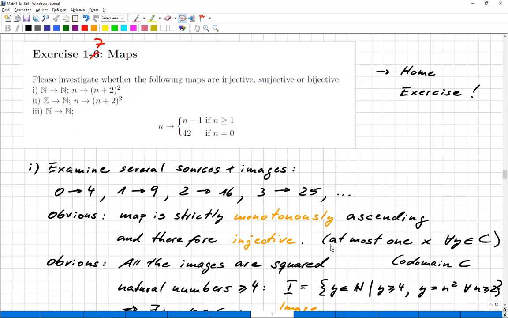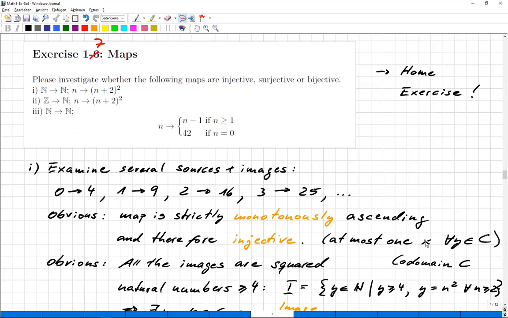Also, a good formulation is this. It means that at most one x exists for, it's not really a strict notation here, for all y element of the codomain. So for all allowed values of y, we find at most one value of x, not 2 or 3 or even more. So that's the point.